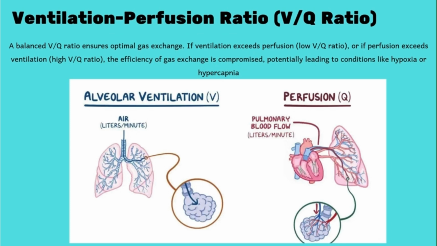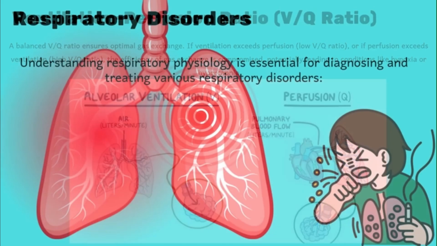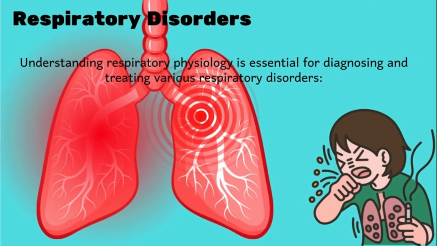Ventilation-perfusion ratio, V/Q ratio. A balanced V/Q ratio ensures optimal gas exchange. If ventilation exceeds perfusion (high V/Q ratio), or if perfusion exceeds ventilation (low V/Q ratio), the efficiency of gas exchange is compromised, potentially leading to conditions like hypoxia or hypercapnia. Respiratory disorders. Understanding respiratory physiology is essential for diagnosing and treating various respiratory disorders.